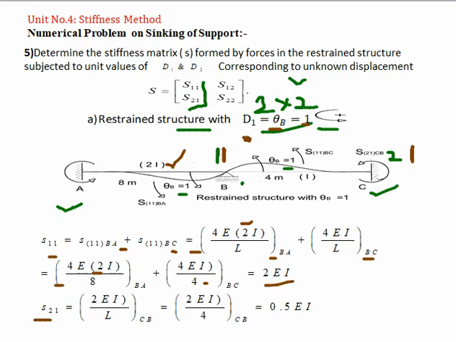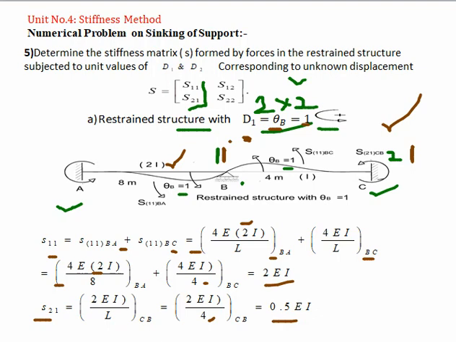Now find out S21. At the far end, half the moment will be carried over, so instead of 4 you have to take 2. 2EI divided by L is 4, so we have 0.5EI. Okay, so we have the first column.